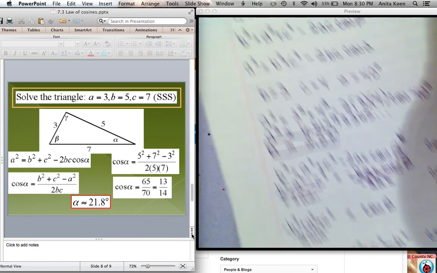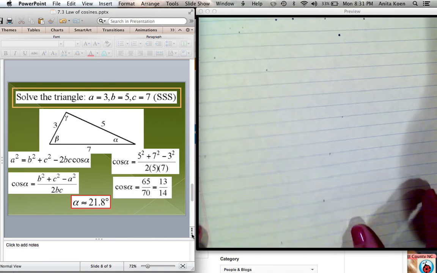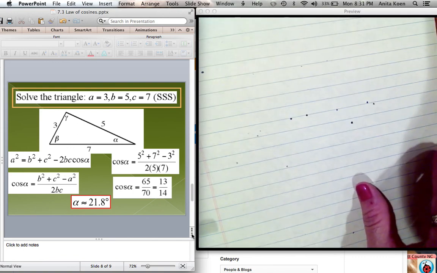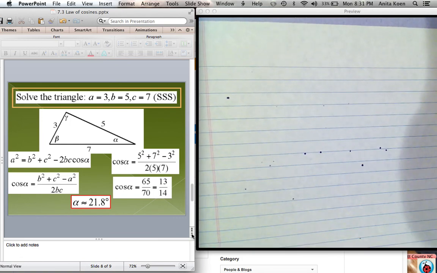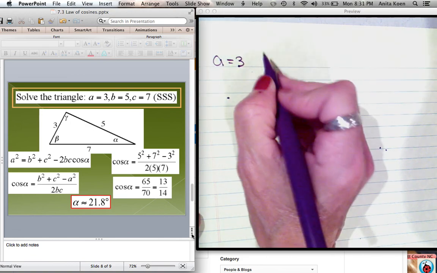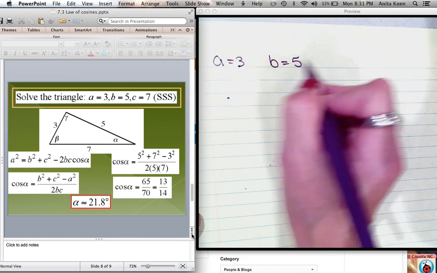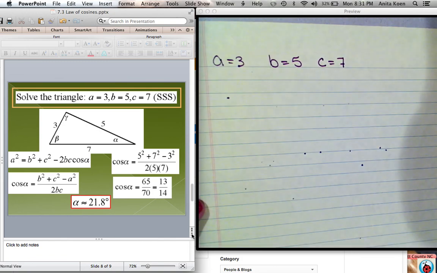Okay, the next example is solving a triangle when we know all three sides. Side, side, side. So in this case, we know that A is 3. We know that B is 5. And we know that C is 7. And this is side, side, side. So what we're going to do first is find one of the angles.